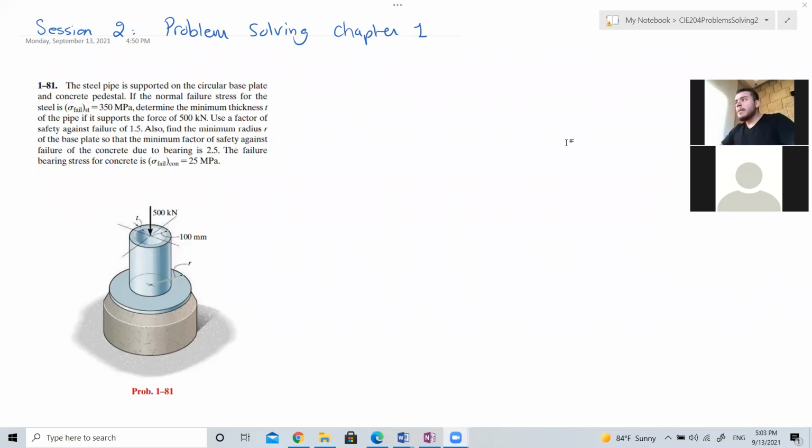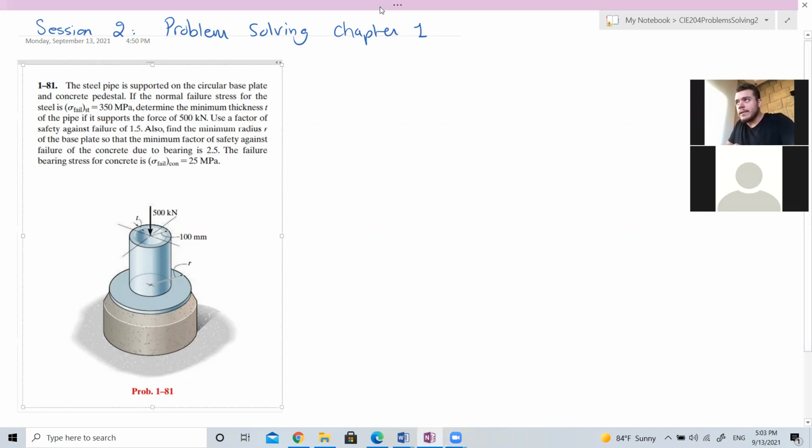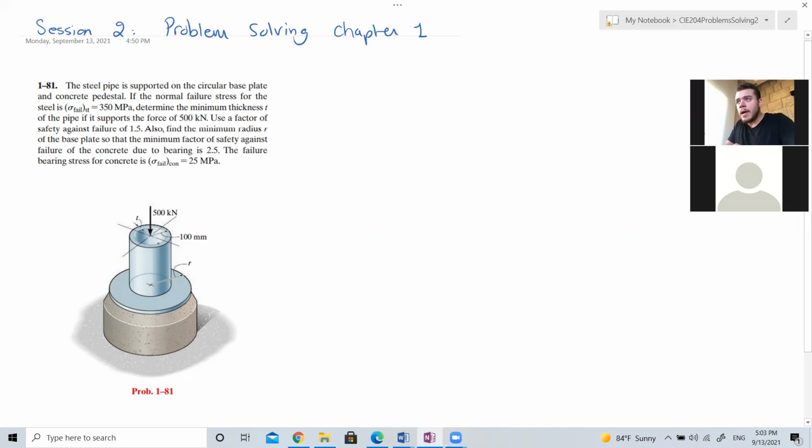The steel pipe is supported on the circular base plate and concrete pedestal. Okay, so we have the steel pipe. As you can see in here, this is the steel pipe. It is supported on a circular base plate. This is the circular base plate, the one I'm shading in red, and a concrete pedestal. This is the concrete. So you have the pipe, the plate, and the concrete.